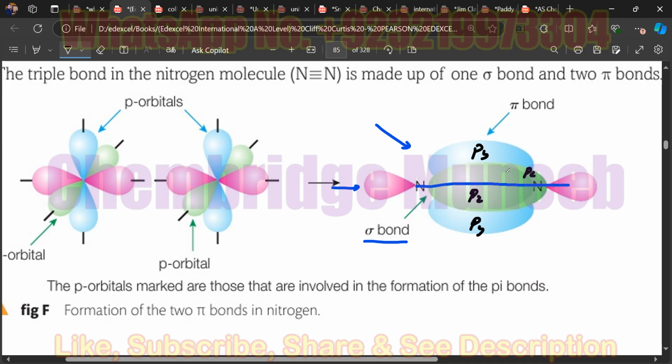and they are creating their separate pi bonds. They have mistakenly shown only one pi bond. You have to show another pi bond here. It is also showing a pi bond. Is that clear? Yeah.